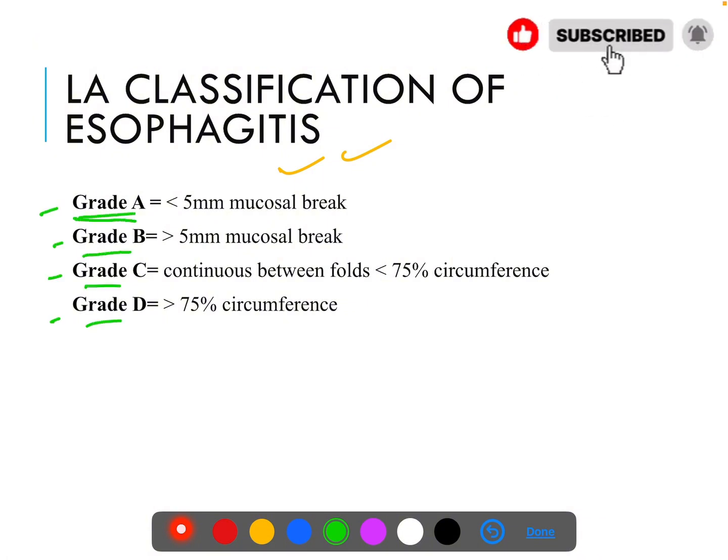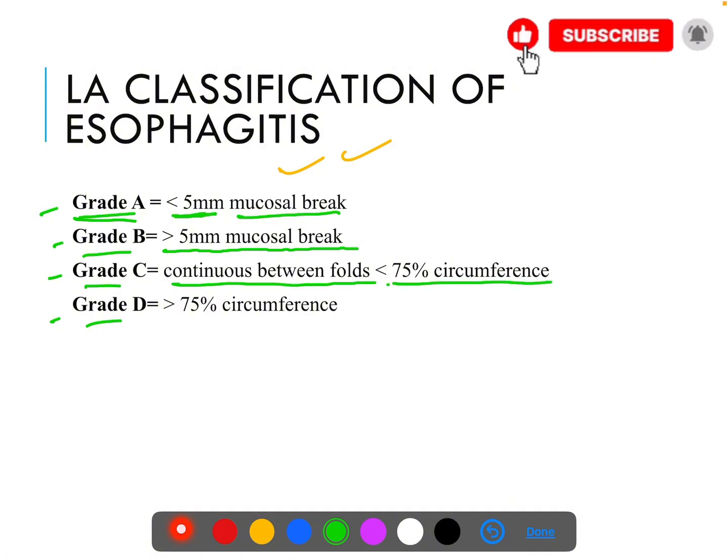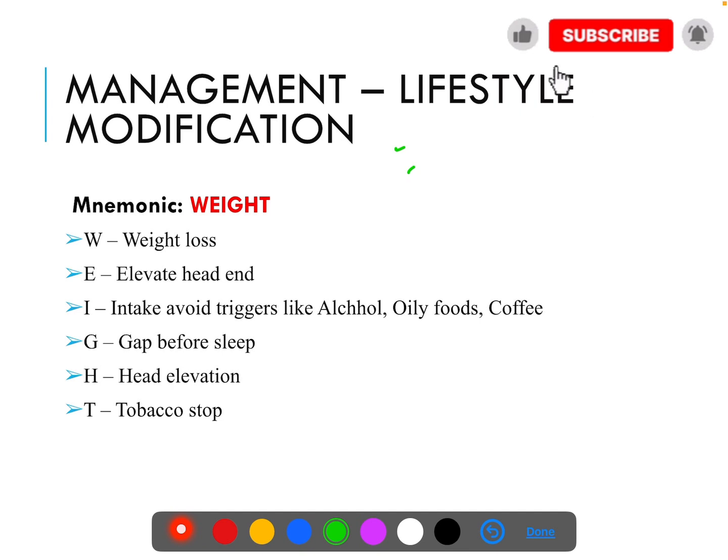In grade A, there is less than 5 millimeter mucosal break. In grade B, there is more than 5 millimeter mucosal break. In grade C, continuous between folds, less than 75% circumference, and in grade D, there is more than 75% circumference. So we will be going to the management part.